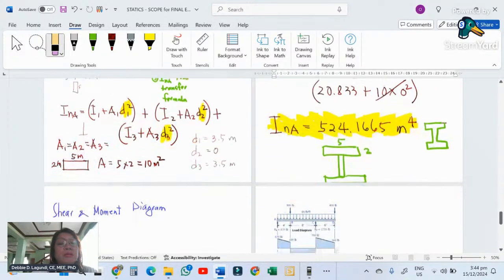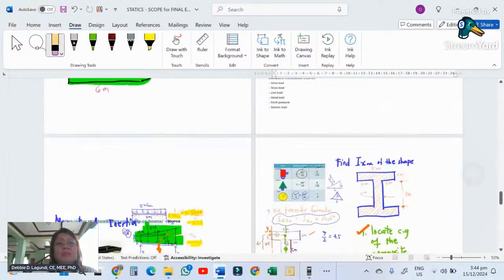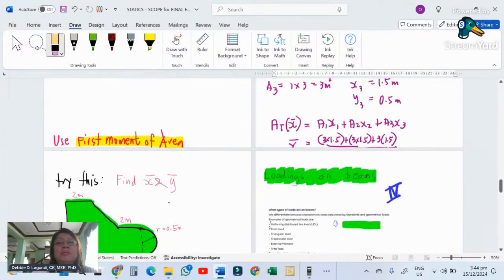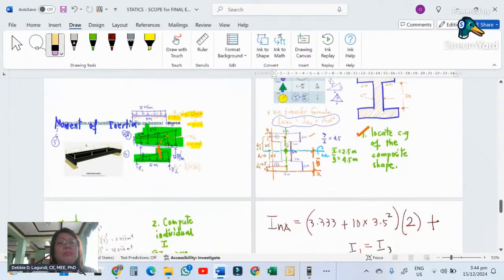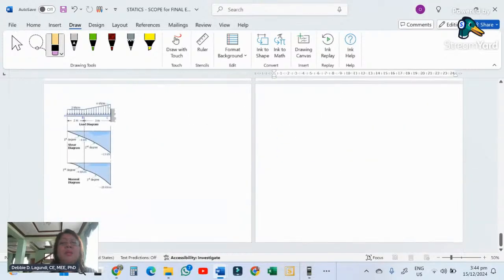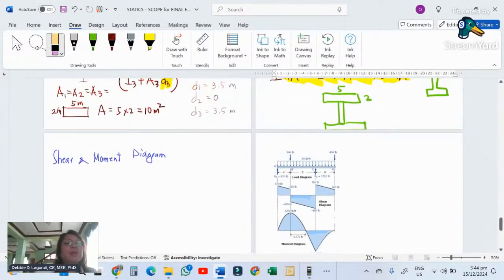Where are they? All right, anyway, I can just do it. Loadings on beams, here you go.